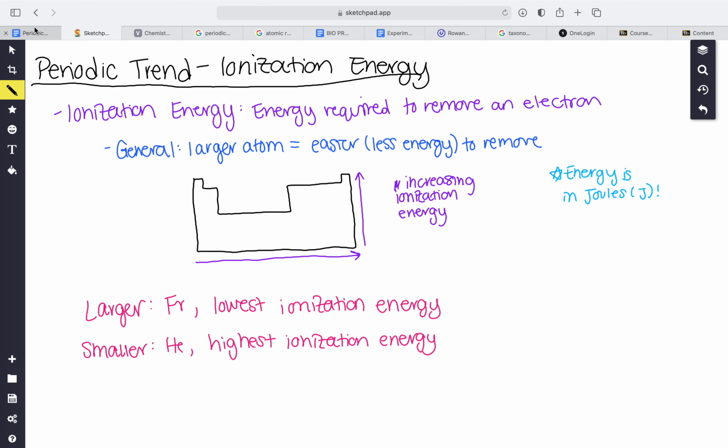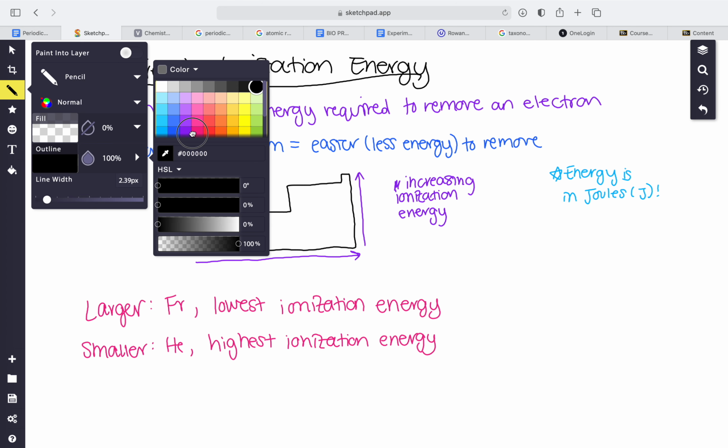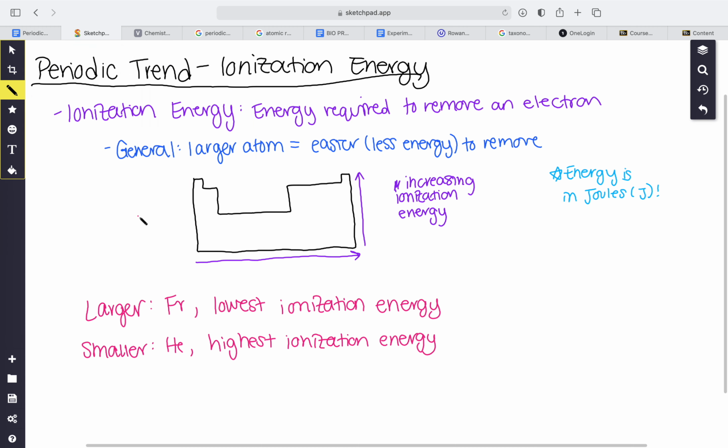So the first periodic trend I want to talk about in this video is ionization energy. Ionization energy is the energy required to remove an electron, right? So it's the energy required to physically remove an electron from an atom. In general, we say that the larger the atom, the easier it is to remove an electron. There are some exceptions, which we'll go over, but in general, the larger the atom, the less energy, or the easier that it is to remove it, right?